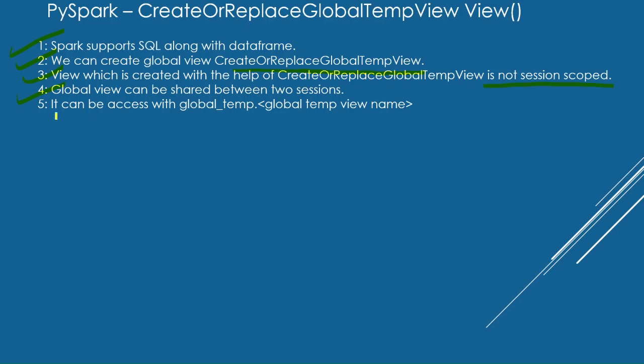between multiple session objects. And how can we access the global view? We can access it with global_temp and then provide the name of the global view. Then it would be accessible. So I will do this exercise to show you how to create a global temp view with create or replace global temp view, how this global temp view can be accessed between multiple sessions, and how we can access the global view with this syntax.